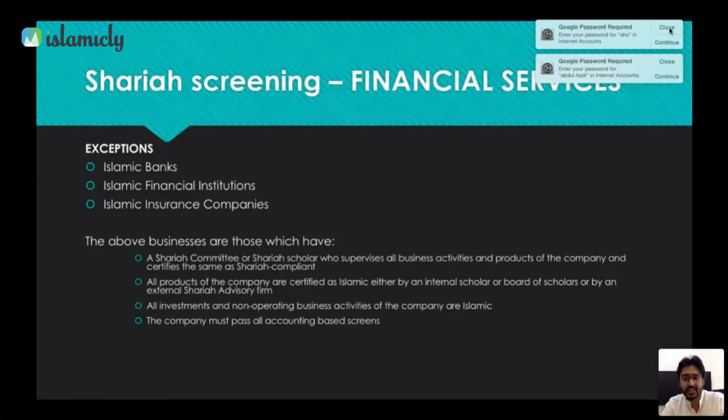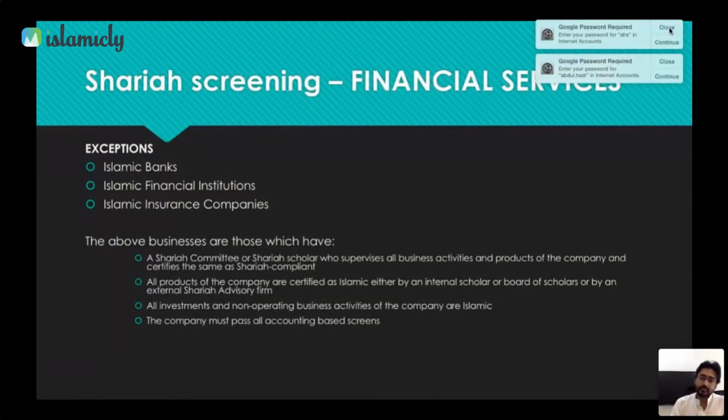Now, the last criteria, I've put this in now, but it has been removed, just for the sake of discussion. A lot of people also come back and ask that if a Sharia compliant financial institution is 100% pure, that is all its incomes are Sharia compliant, all its activities are Sharia compliant, it has a Sharia board which certifies and audits it to be Sharia compliant, is it still supposed to pass the accounting base screen?